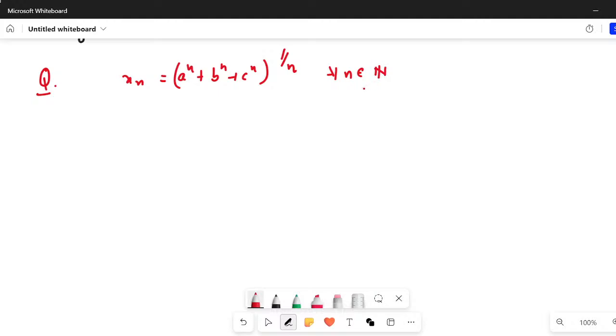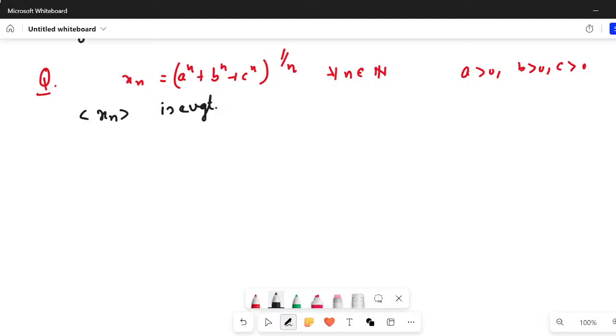Now tell me whether the sequence xn is convergent or not. Here a is positive, b is positive, and c is also positive. Is the sequence xn convergent? What should I do? So yes, indeed the sequence is convergent. So I'll say xn is convergent.